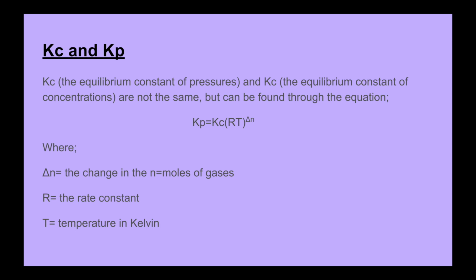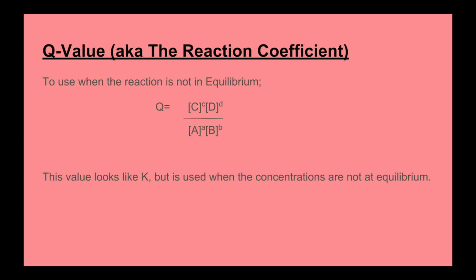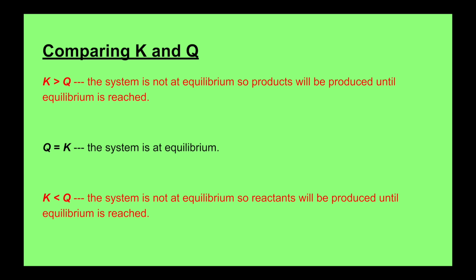When the reaction is not at equilibrium, we can find the Q value, or reaction quotient. This value is calculated the same way as K, but with non-equilibrium concentrations. Q and K can be compared to find where the reaction is in terms of equilibrium. If K is greater than Q, the reaction will proceed in the forward direction, if K is less than Q, the reverse direction. And if they are equal, the reaction has reached equilibrium.